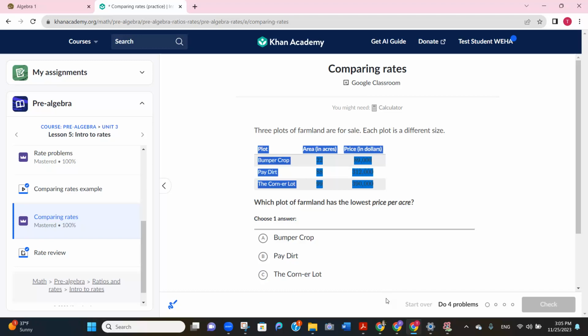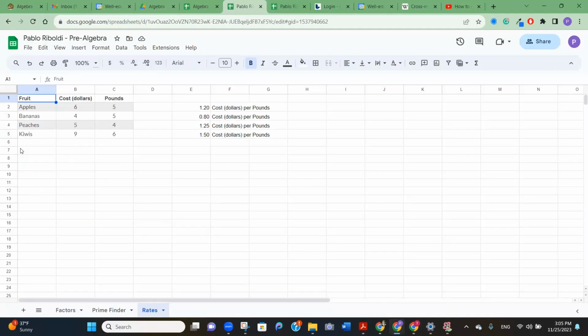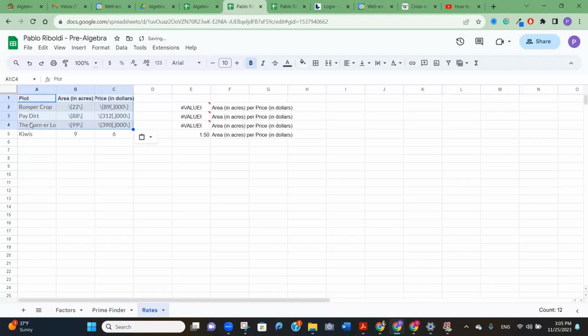Okay, so we are going to copy this out and then switch to the spreadsheet. And I'm going to paste the information there. Don't worry about the last row being from the previous problem. That is still okay. And I'm going to replace again the numbers to restore this as numbers: 88, 99, and then we have 89,000, 312,000, and 390,000, okay? So there we have our price in dollars, all right, and the area in acres.